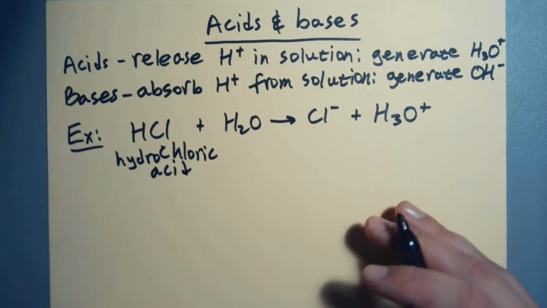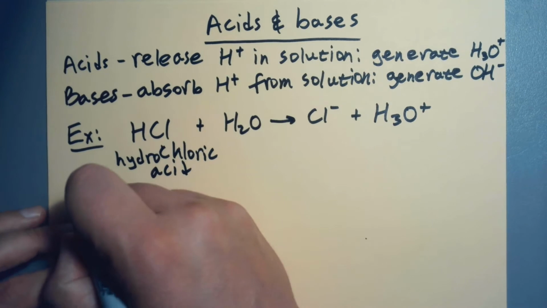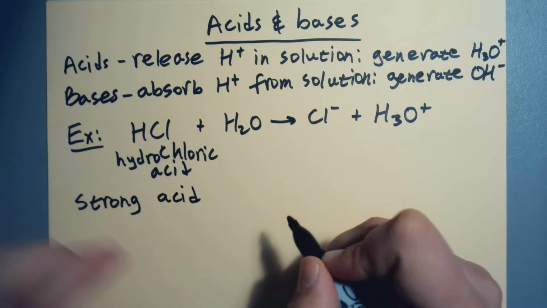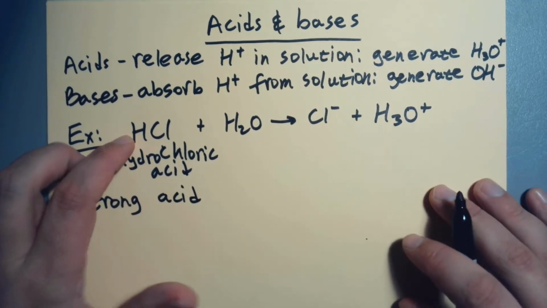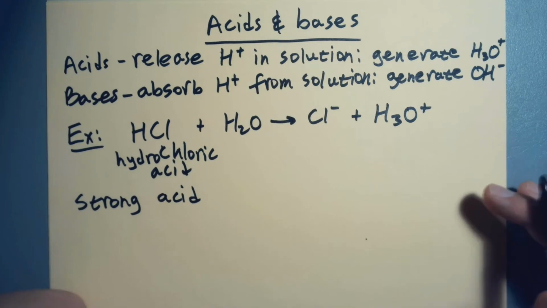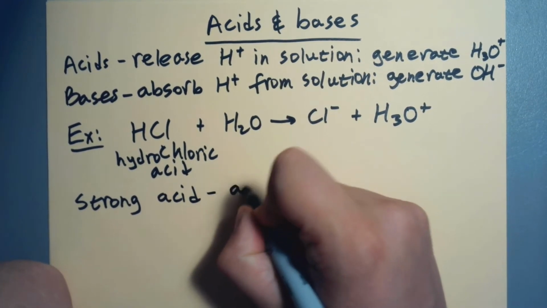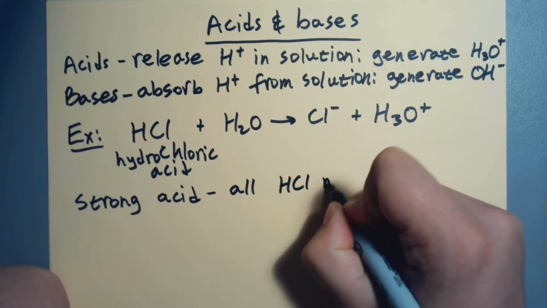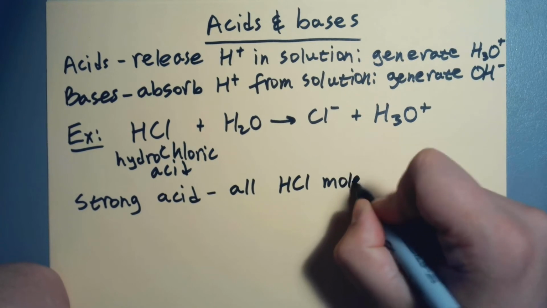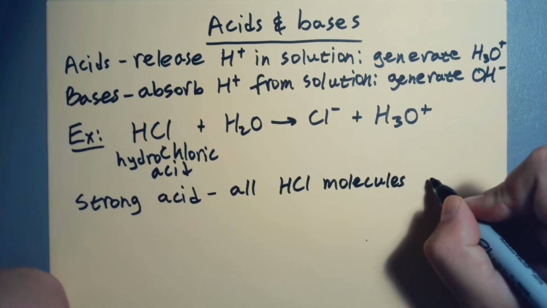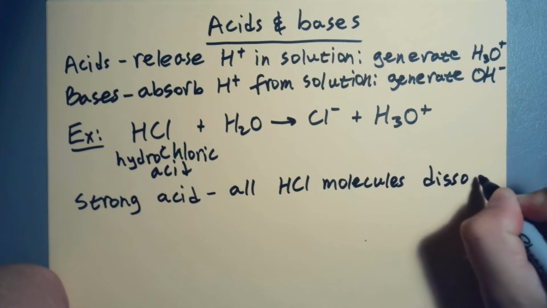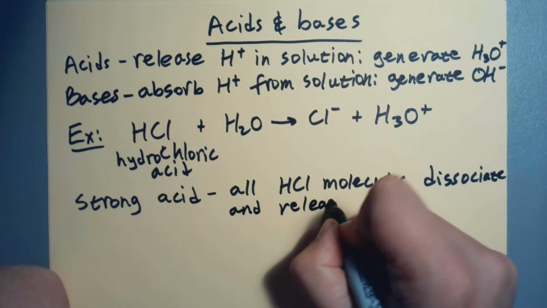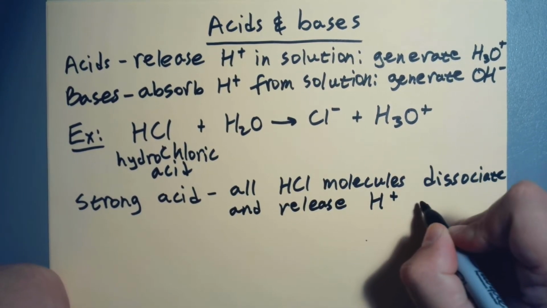So what we have here is what we call a strong acid. Hydrochloric acid is an example of a strong acid. This is stomach acid, by the way, HCl. And what that means is all the HCl, or whatever it is, molecules dissociate and release H plus.